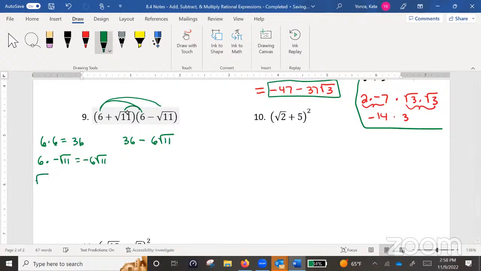Inside, square root of 11 times 6. Yeah, we can't put those together. If it was square root of 6 times square root of 11, we could say square root of 66 and multiply them. But when one's outside and one's inside, they stay that way. So plus 6 square root of 11. Now, last times last, square root of 11 times negative square root of 11.